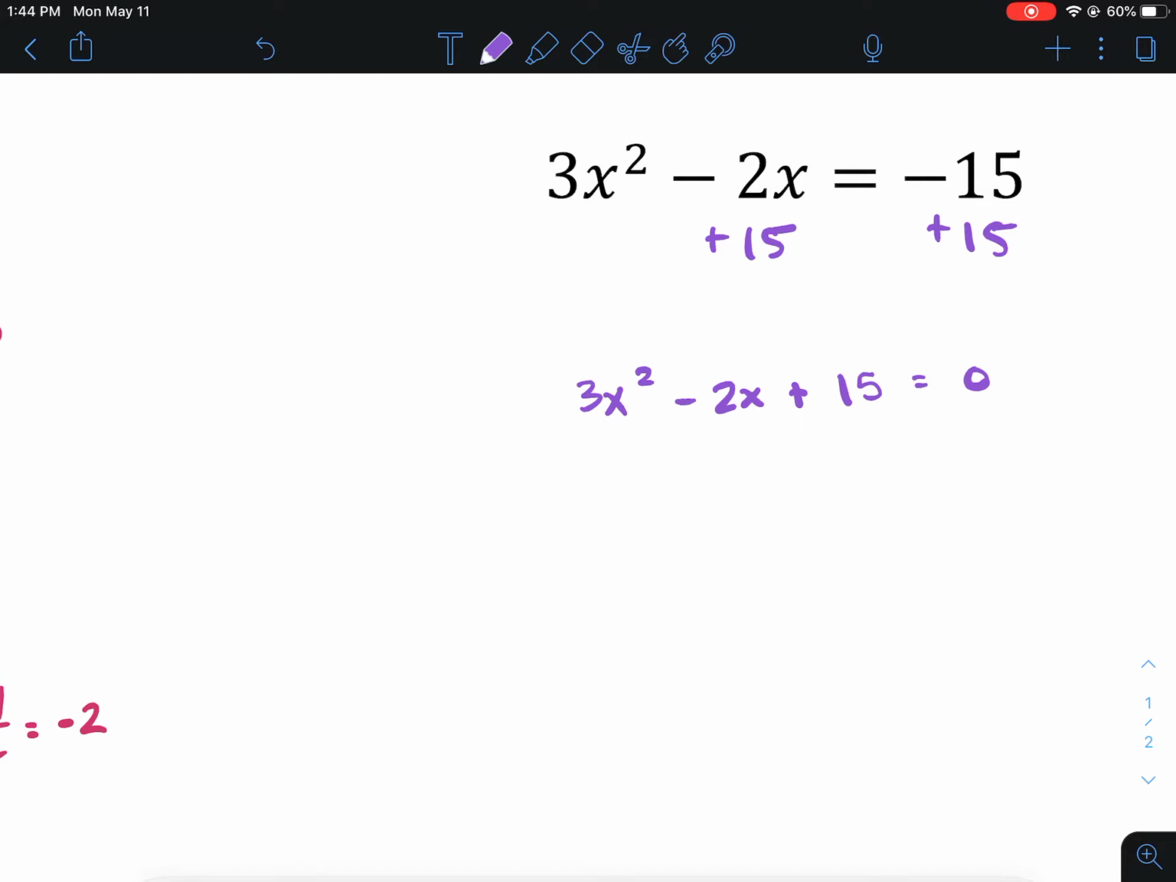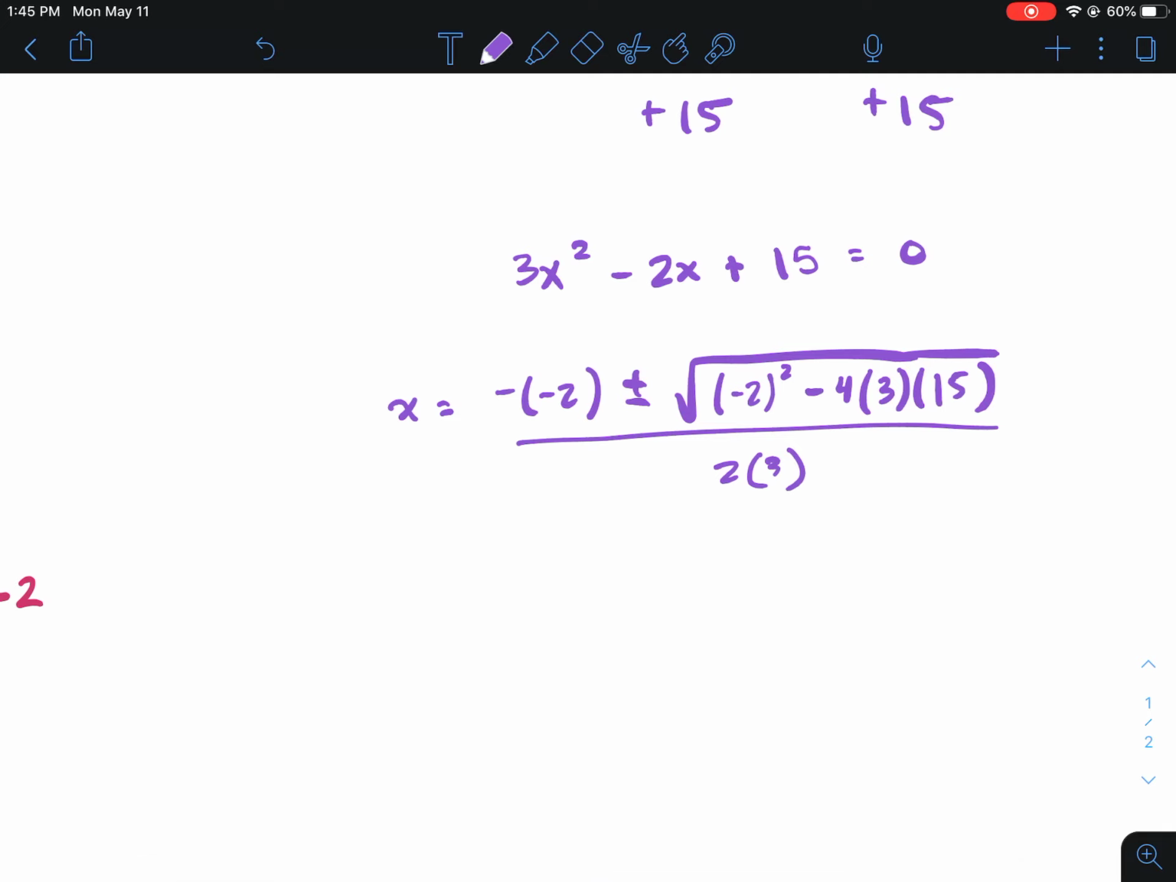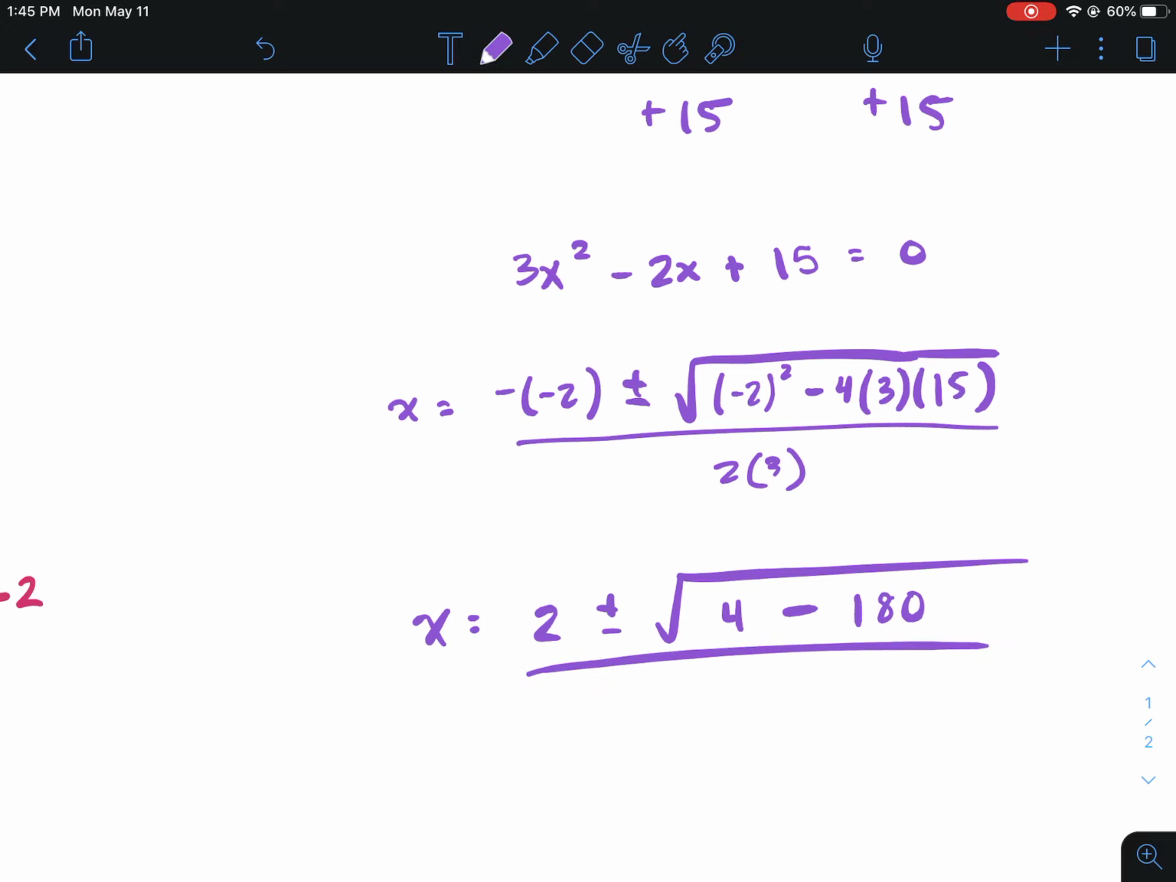So let's go ahead and plug that into our quadratic formula. x equals negative b, right, so 2, plus or minus the square root of b squared, negative 2 squared, minus 4 times a, which is 3, times c, which is 15, all over 2 times 3. So as we start to simplify this expression, we get 2 plus or minus the square root of negative 2 squared, which is 4, minus 12 times 15, which is 180, all over 6.